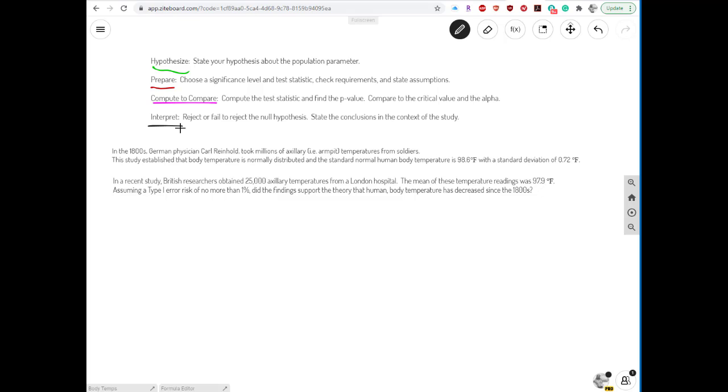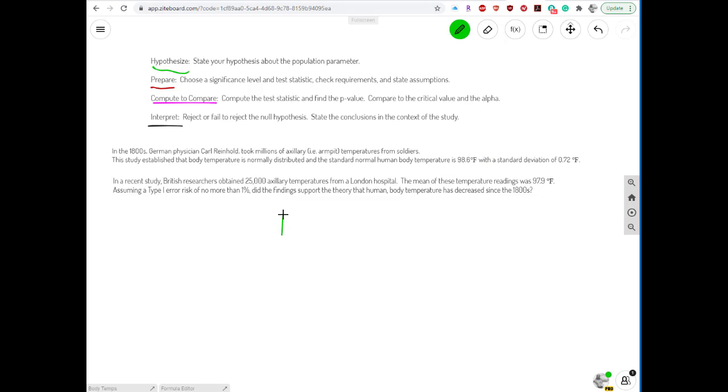And when they calculated the mean for these temperatures, they got 97.9. And we want to assume no more than 1% type 1 error risk to see if there's enough evidence that would support the theory that the human body temperature has decreased since what it was in the 1800s. Okay. All right, so let's start with our hypothesis.